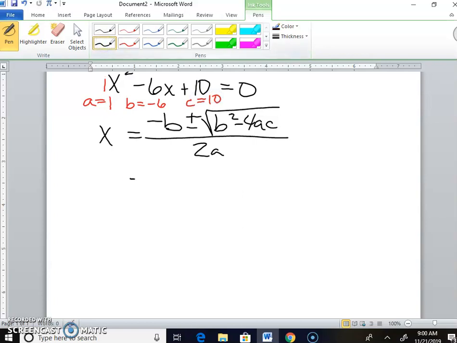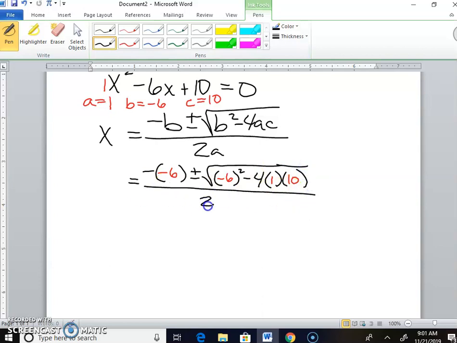So we're going to go ahead and plug in. I've got x equals negative b, so that's going to be a negative 6, plus or minus square root of b squared, so that's going to be a negative 6 squared, minus 4 times my a value, which our a value is 1, times my c value. My c value is 10. That's all under that square root. All divided by 2 times my a value, which was 1.